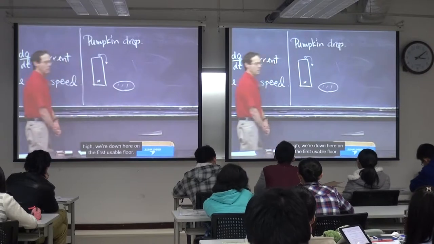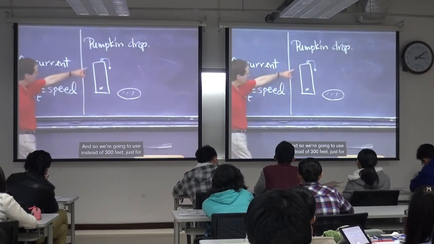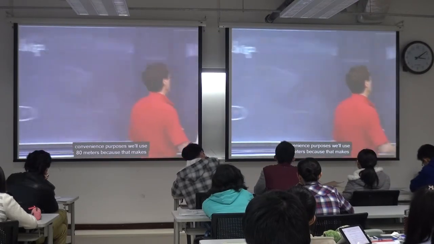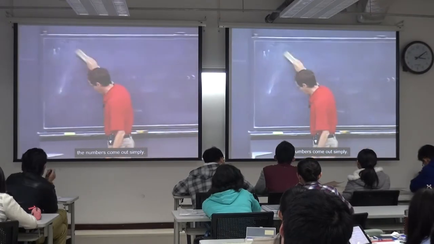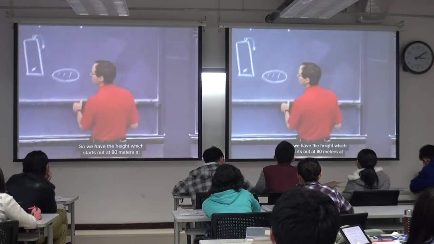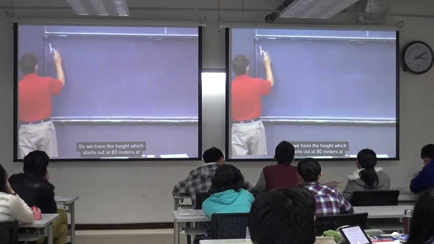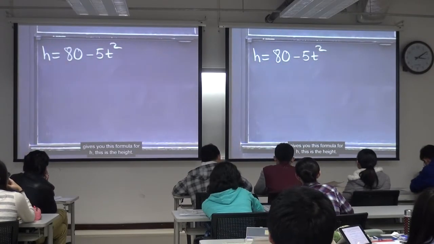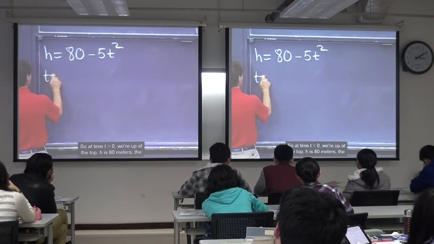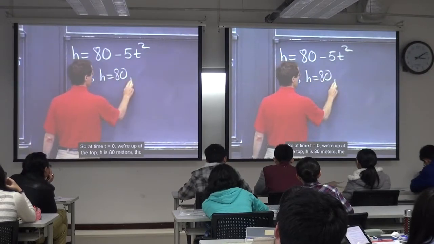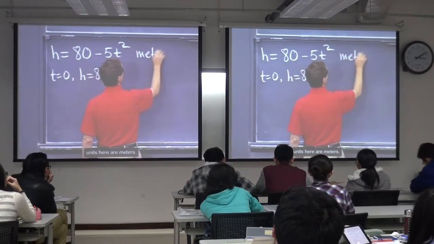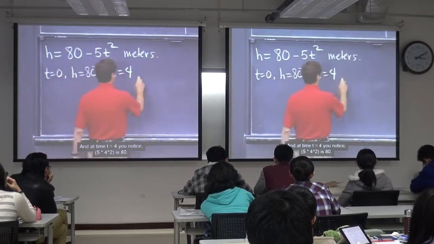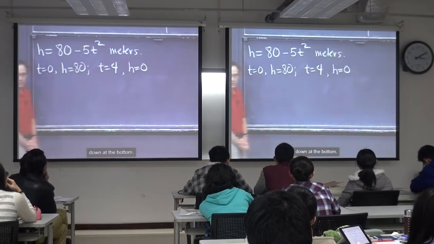We're down here on the first usable floor. And so instead of 300 feet, just for convenience, we'll use 80 meters, because that makes the numbers come out simply. Okay, so we have the height, which starts out at 80 meters at time 0, and then the acceleration due to gravity gives you this formula for h. This is the height. So at time t equals 0, we're up at the top. h is 80 meters. And at time t equals 4, you notice 5 times 4 squared is 80. So I picked these numbers conveniently so that we're down at the bottom.